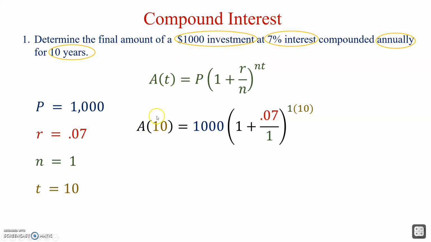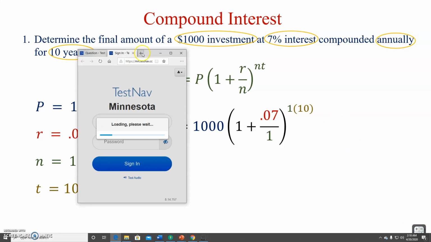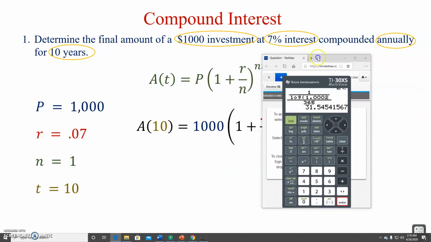Right now, A of T, so there's our T, time 10. The principal is 1,000. The rate, 0.07, N, 1, and NT. So I'll just substitute this straight into the calculator. And let's see what we get.